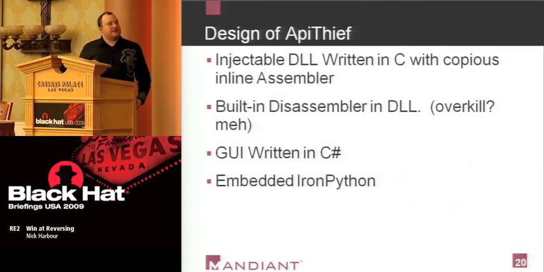So there's the injectable DLL that's written in C with a whole bunch of inline assembler. And that has the disassembler built in it. The GUI, like I said, is written in C#. It currently targets the .NET Framework 3.5. I can probably ratchet that down if anybody has serious objections, to like 2.0 maybe. And of course, embedded IronPython.